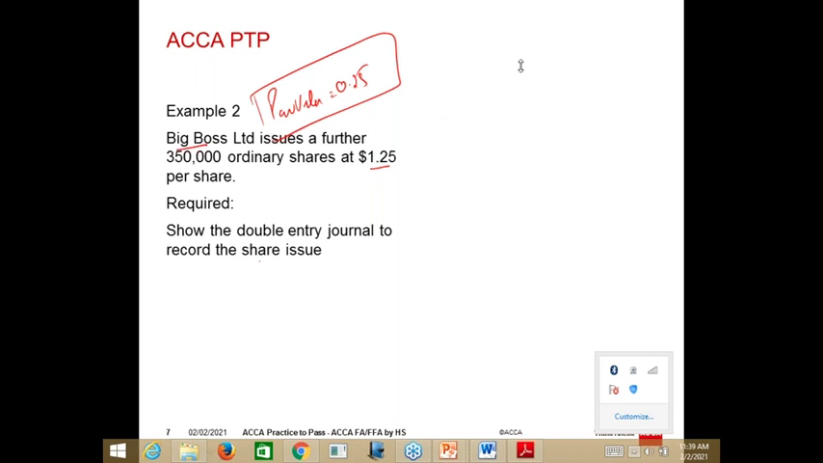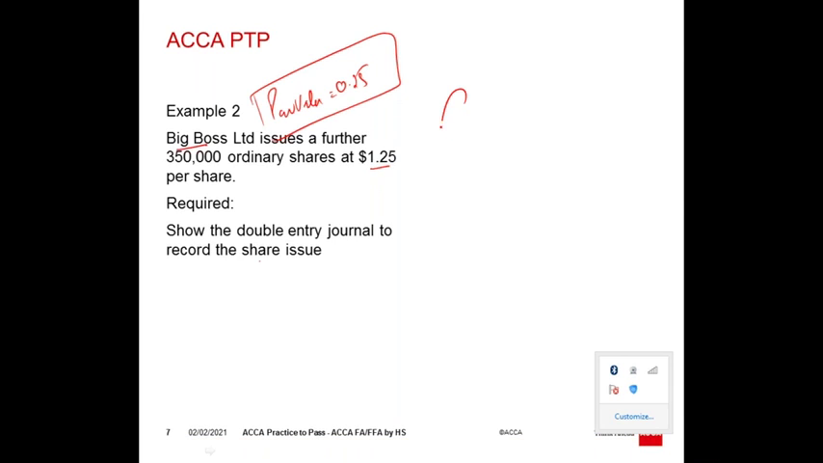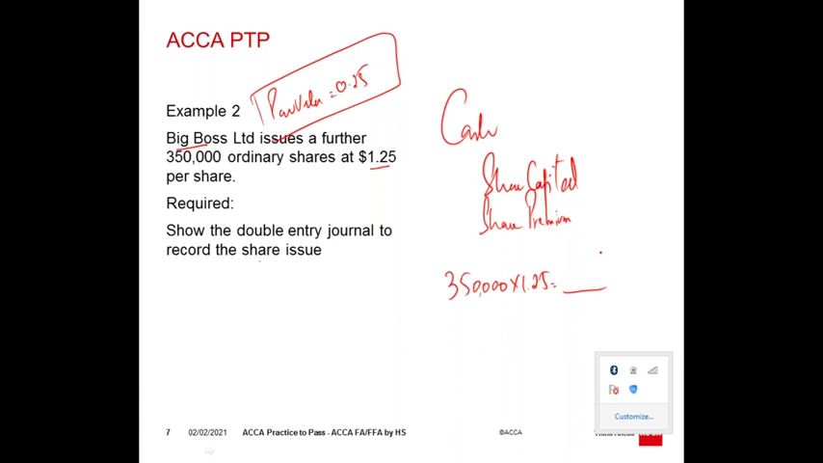Okay, so what will be the accounting entry for this question? You have to make the cash debit, share capital credit at the par value, and the excess amount will go in the share premium account. So the cash will be debited by the amount of 3,50,000 times 1.25. Please calculate and give your answer. 3,50,000 times 1.25 is 437,500.